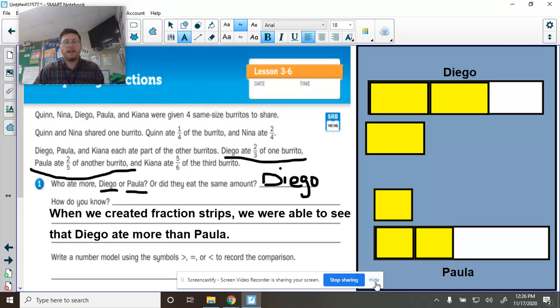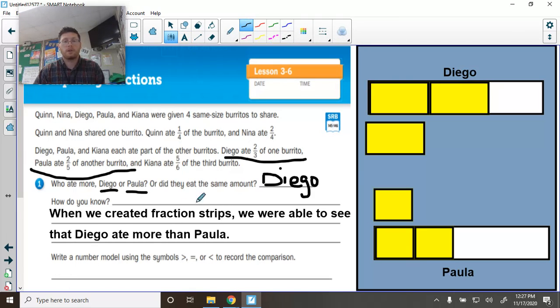Finally, down here, it says write a number model using the symbols greater than, equal to, or less than to record the comparison. So in this case, we're going to write the fractions 2/3. We're going to draw a line, and then we're going to write 2/5 for Paula. And we can see that Diego ate more than Paula.